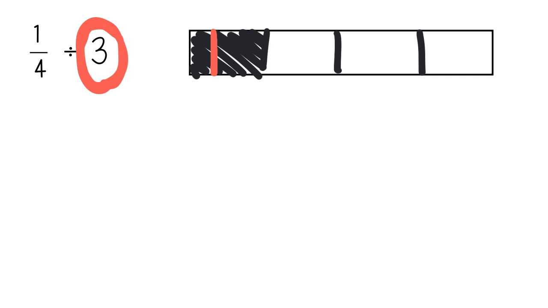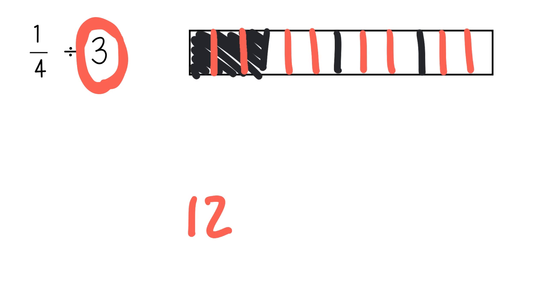So let's see here. 1, 2, 3. 1, 2, 3. 1, 2, 3. So I end up with a denominator of 12, and 1 shaded is 1/12. 1/12 is my answer.